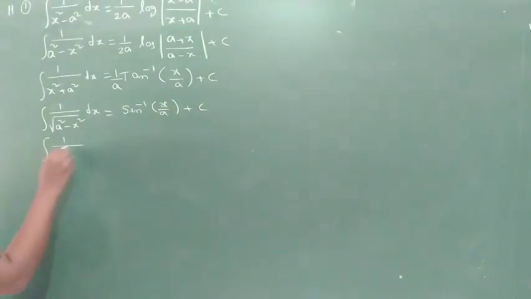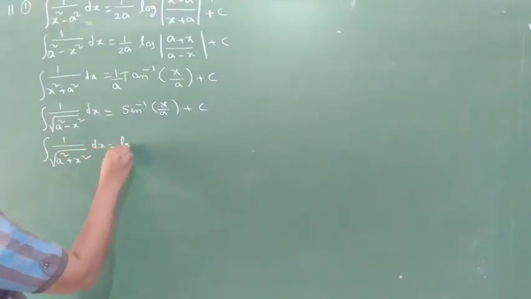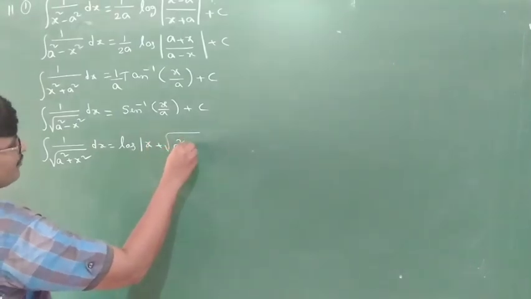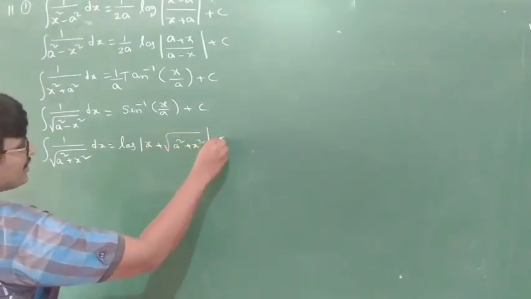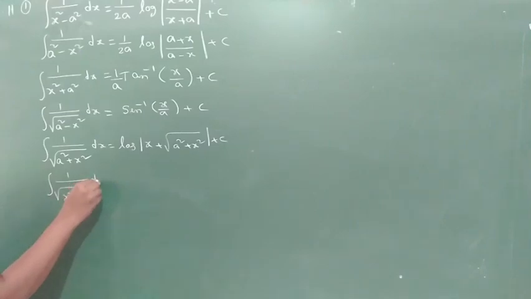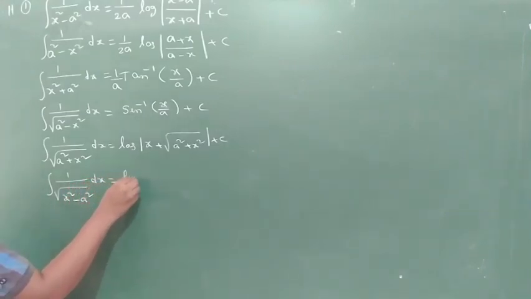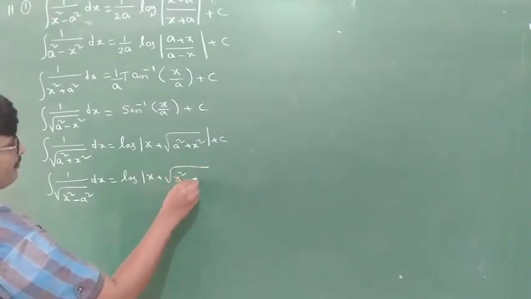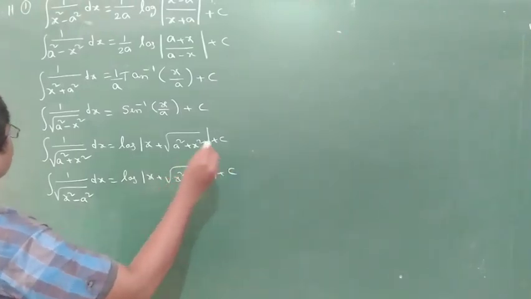Next, integral 1 by root of a square plus x square: without root it was tan inverse, with root it is log mod x plus root of a square plus x square plus c. Integral 1 by root of x square minus a square dx is equal to log mod x plus root of x square minus a square plus c.